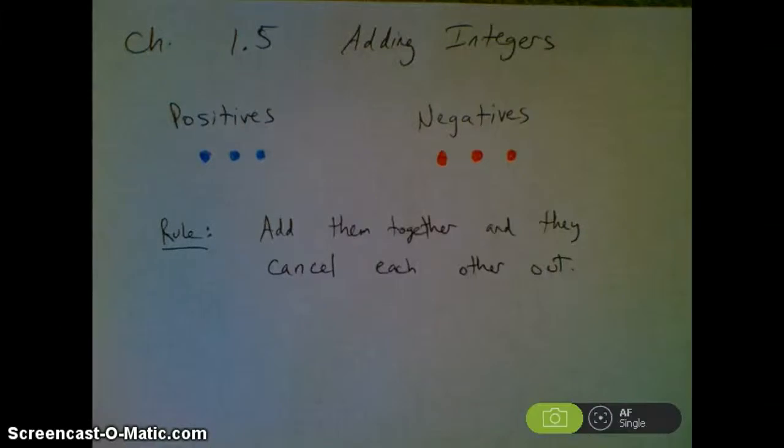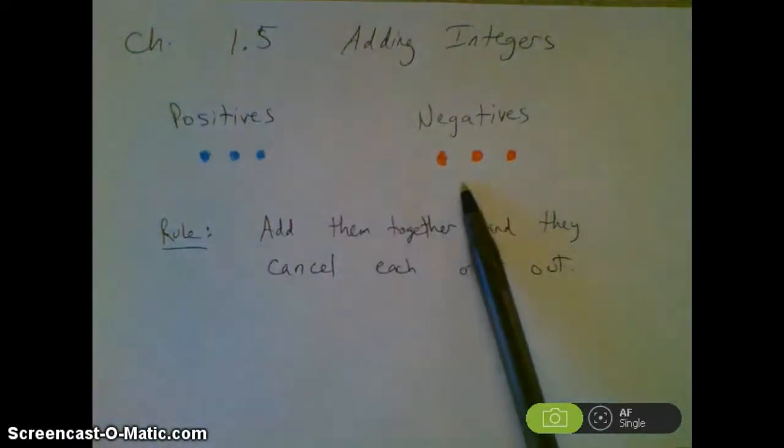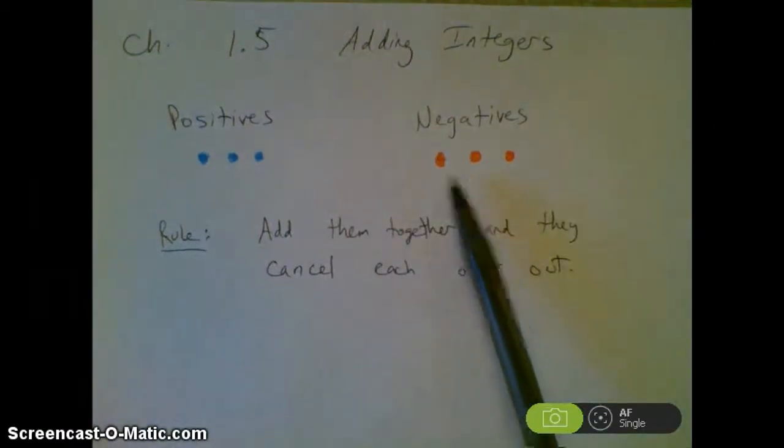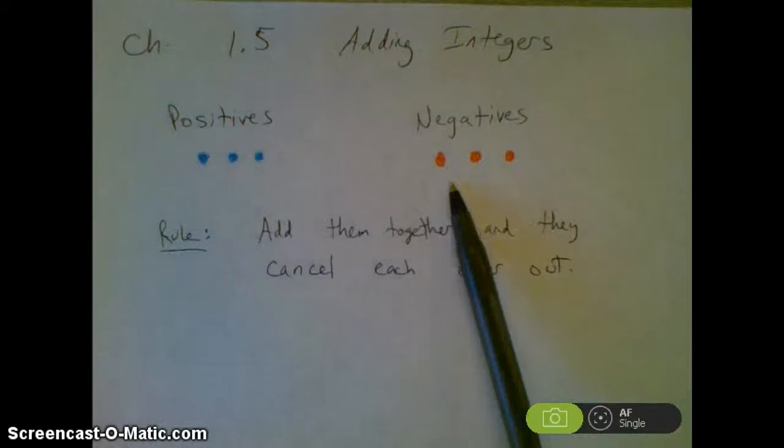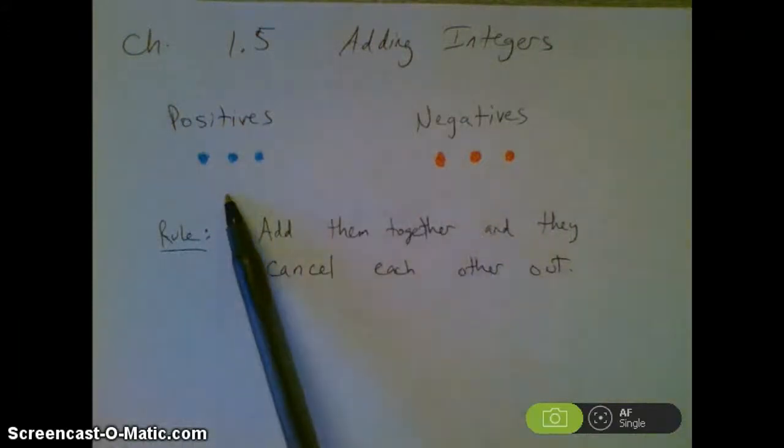This is a help video for adding integers. A lot of students don't understand the idea of how positives and negatives add together. I've been trying to teach the number line, but it doesn't seem to work, so maybe this method will work.